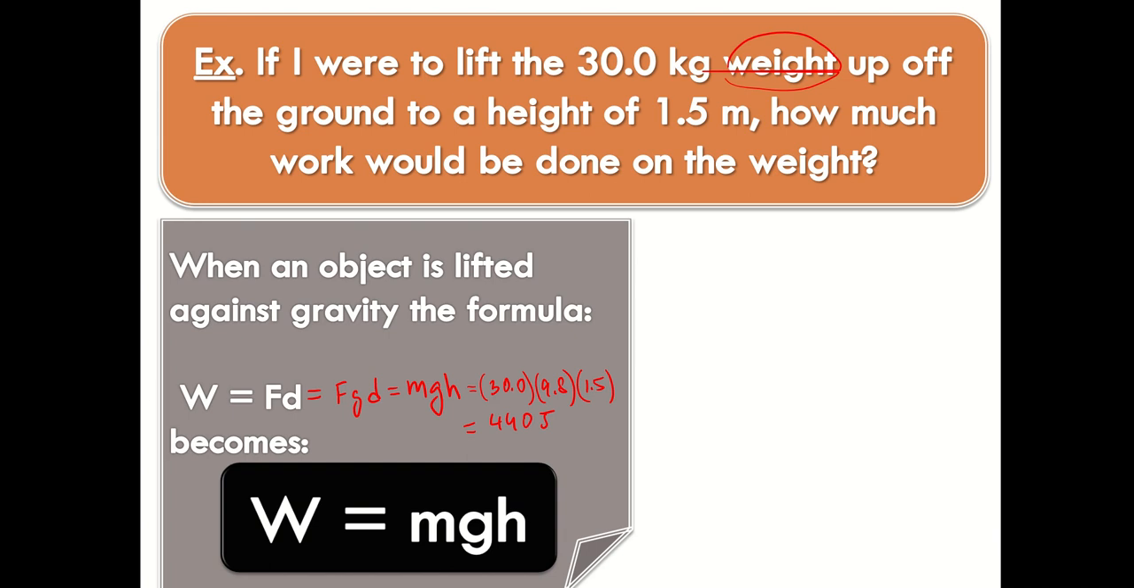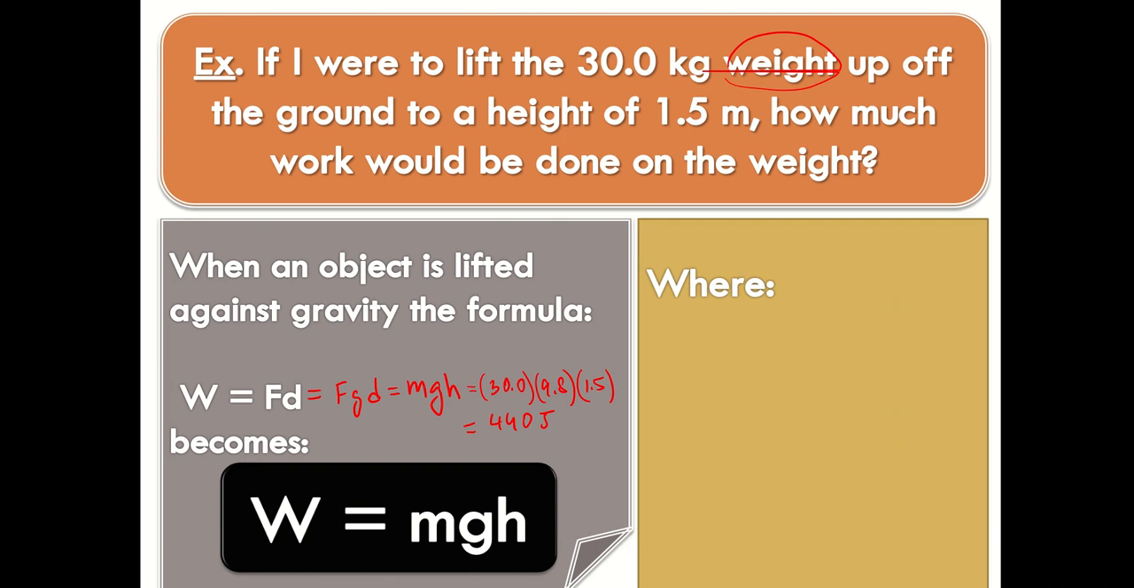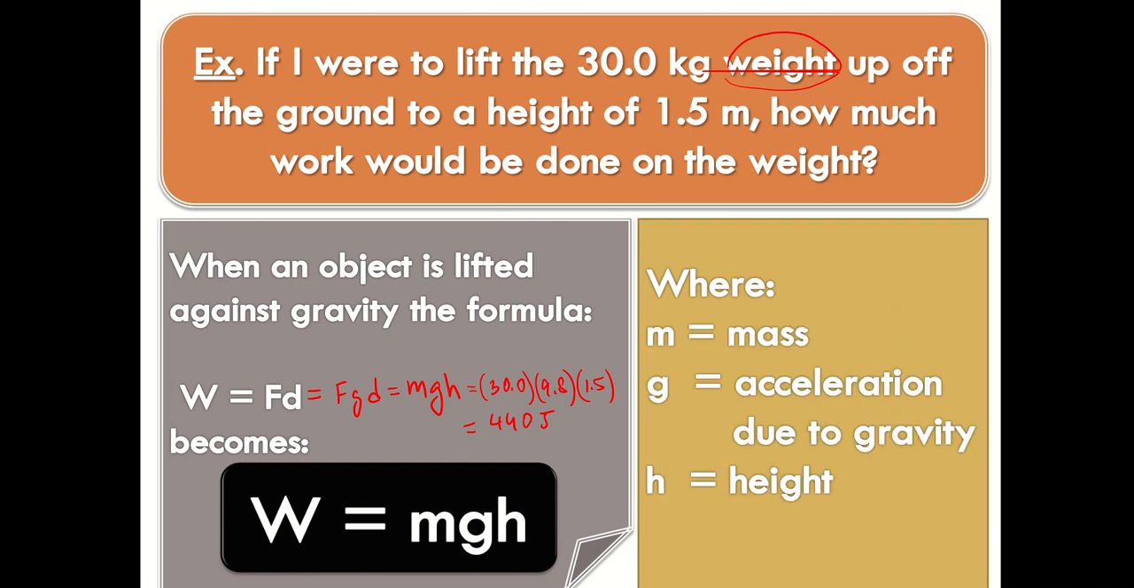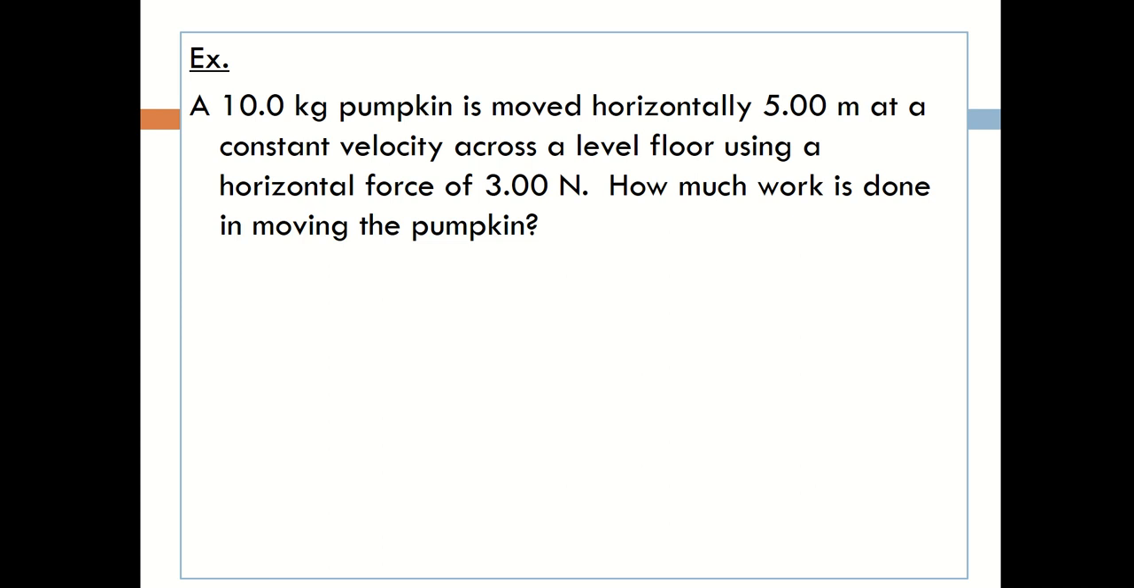So again, 2 sig figs in the final answer because 1.5 has 2 sig figs. All right, so here again are the definitions for all the variables. So let's take a look at 4 different examples. Each example deals with slightly different force.